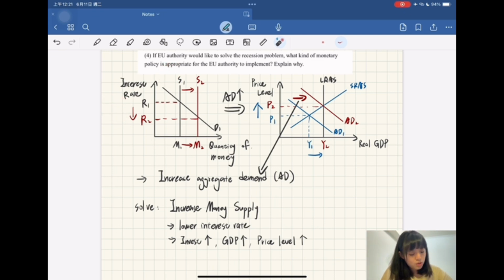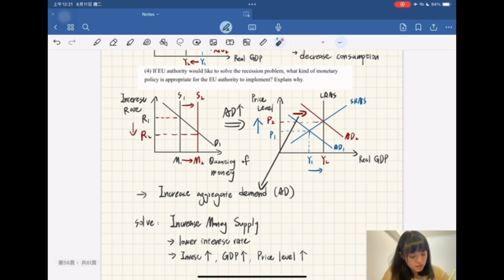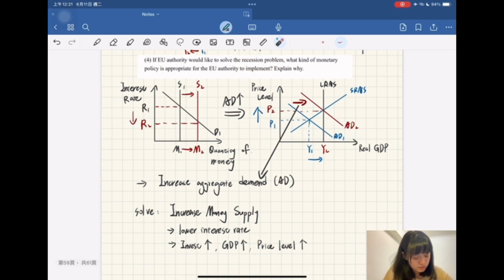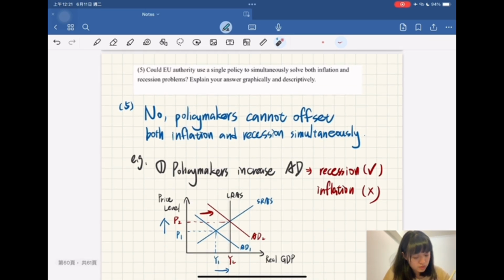So the main goal of this question is to increase the aggregate demand. How to solve it? You have to increase the money supply first, the first step, and it will lower the interest rate, and the investment will rise, and meanwhile the GDP will rise too. Unless the price level will rise. So according to these two, we can solve the recession problems.